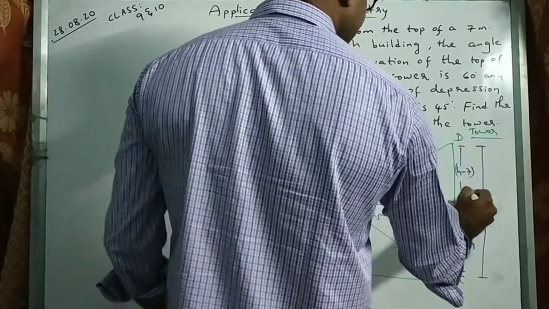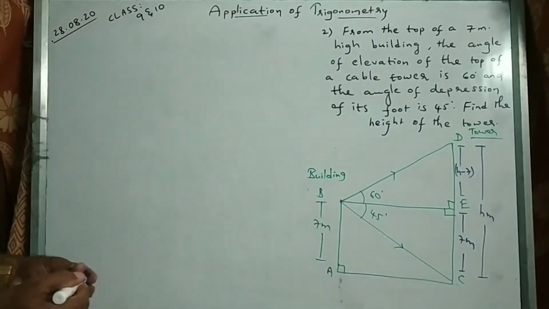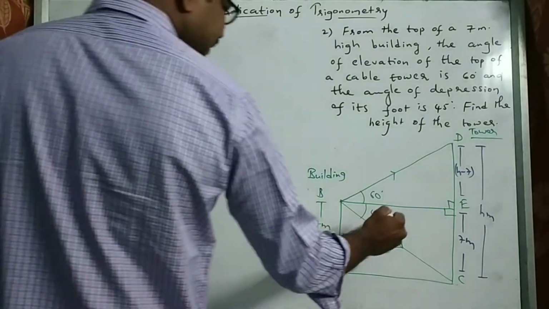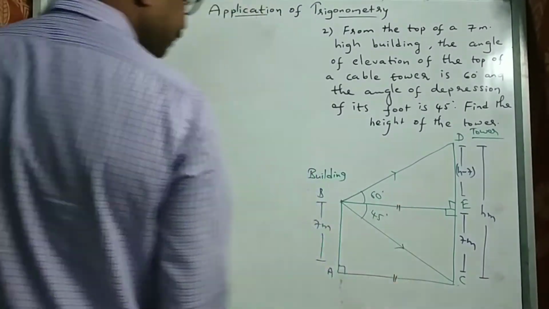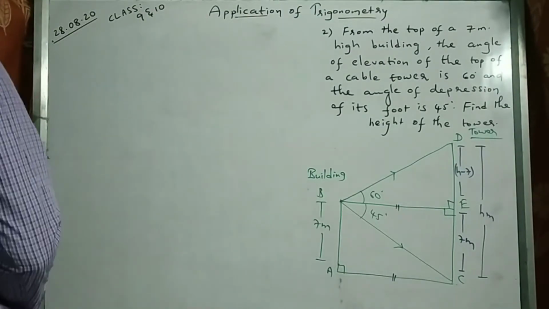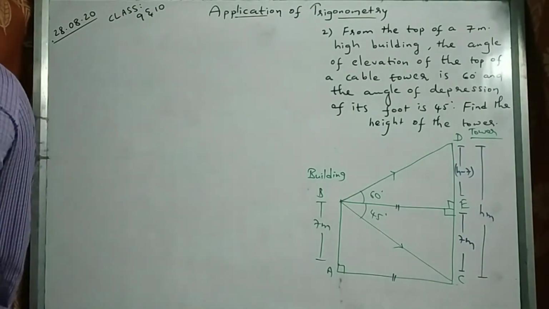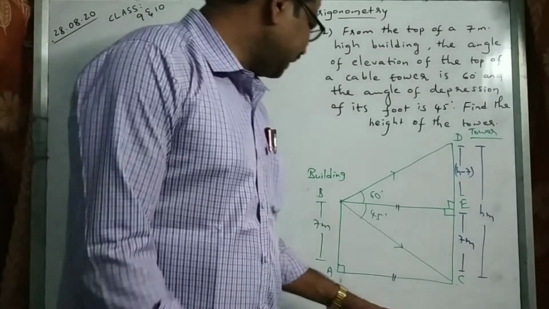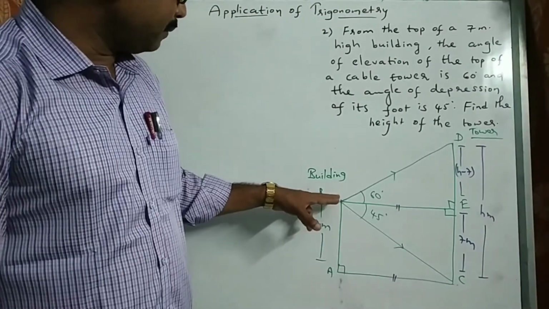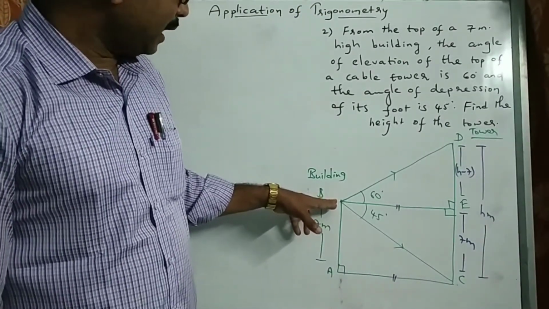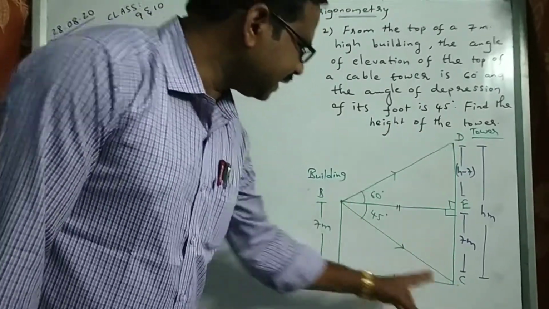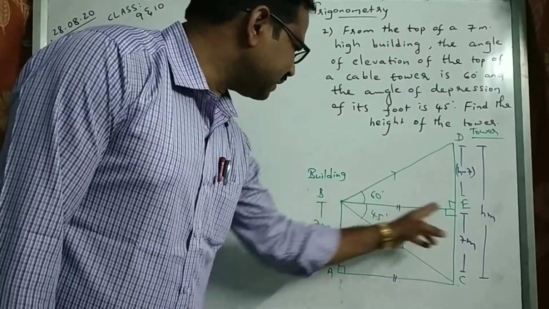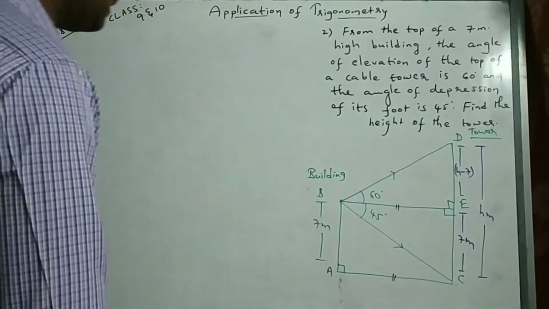Same model. But before, the problem had depression and now this is elevation. These two are the same. Right? So let us see the solution here. Did you understand the diagram here? From the top of a building, observing the top of the tower and the foot of the tower. This is the depression. So here the horizontal line is already there. You need not take it separately. Okay.